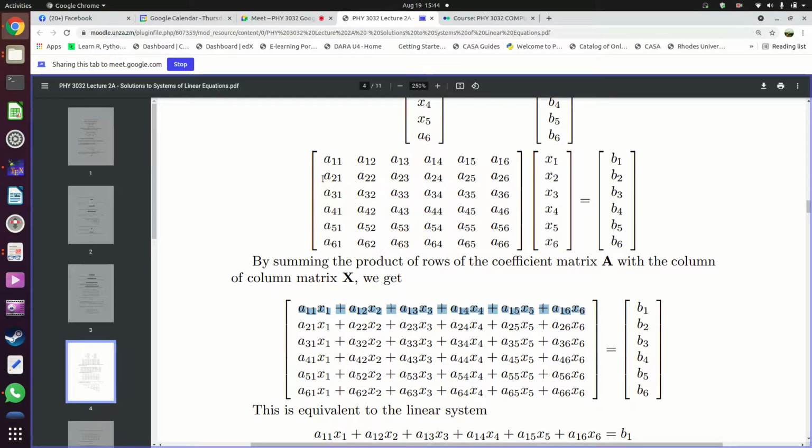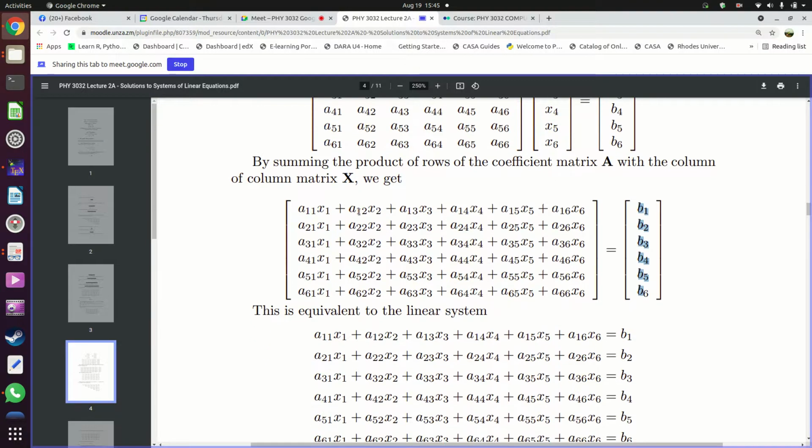You do the same thing here. The second row multiplied by the column, you end up with this. You multiply the third row by the column, you end up with this. The fourth row by the column, you end up with that. Do the same thing for the fifth row, and you multiply your sixth row by the column, you end up with this. So basically, whatever we have on this side is equal to this bit here.